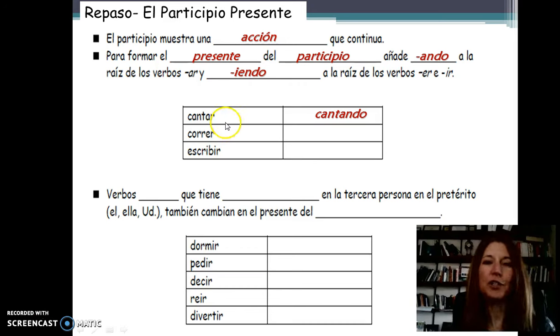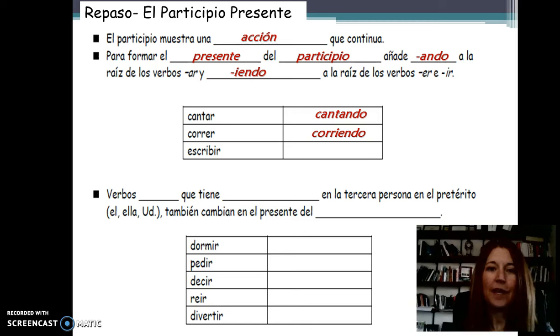The next verb we're going to look at is the verb correr, to run. So that's an ER verb, so we're going to look for this yendo ending. Chop off that ER and you get corriendo, as in, el perro está corriendo por el parque.